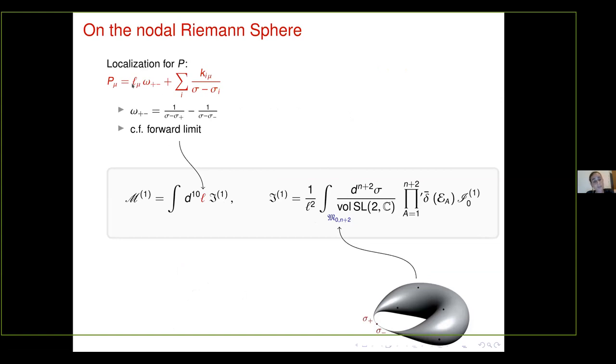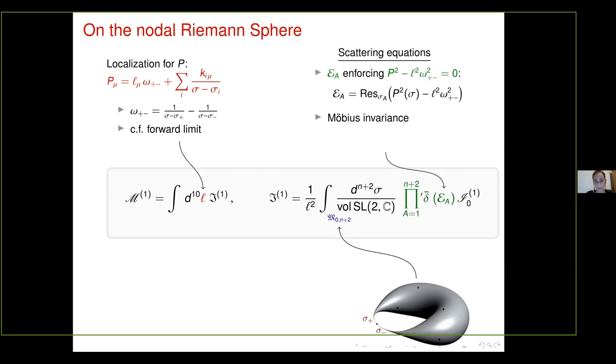And what you find is that P becomes just L times 1 over sigma minus sigma plus minus 1 over sigma minus sigma minus, plus the term that we saw before already at tree level. So this looks very much like a forward limit. And importantly, it has the same complexity as tree level. So this whole formula will now be much easier to work with. Similarly, the scattering equations now take the form p square minus L square omega plus minus square, and geometrically it tells you that p square is not 0 anymore, but p square minus L square omega plus minus square. Now these are still Möbius invariant and everything, so the same degree of freedom counting that we did before still tells you that the integrand is fully localized as it should be.